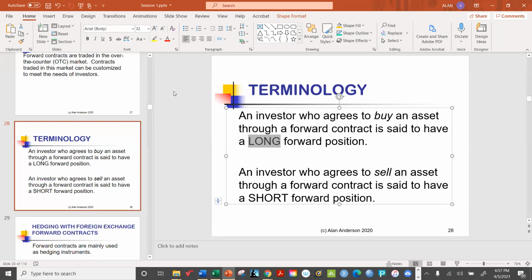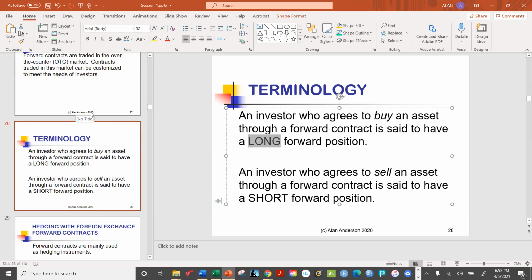And of course, if you're the seller, that must mean that you have the short forward position, and that is exactly correct. So we just want to be careful because the strategy that we employ to hedge our risk will depend on what we are trying to do. That will determine if we should enter into a long or a short forward contract.